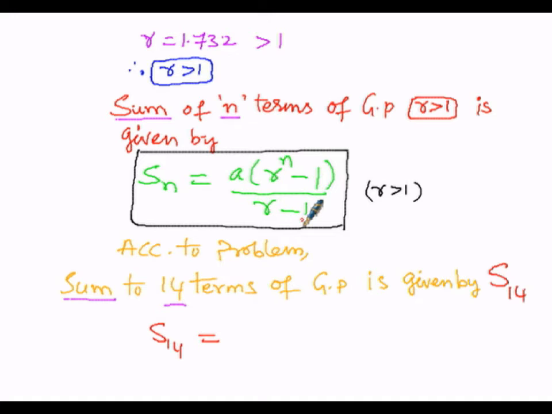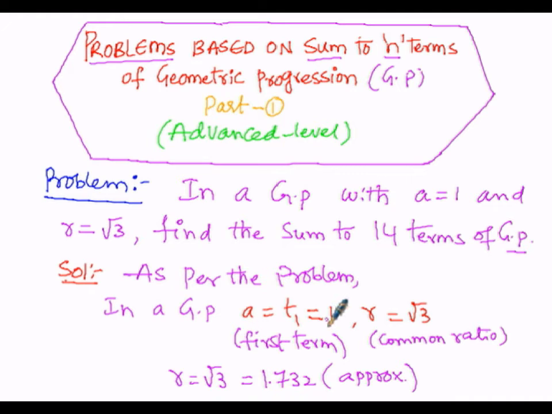So now n must be replaced by 14. So here n is equal to 14. When we replace n by 14 in this formula, then a is a. As per the problem, the first term a value is 1. So we can replace a, the first term, by means of 1.